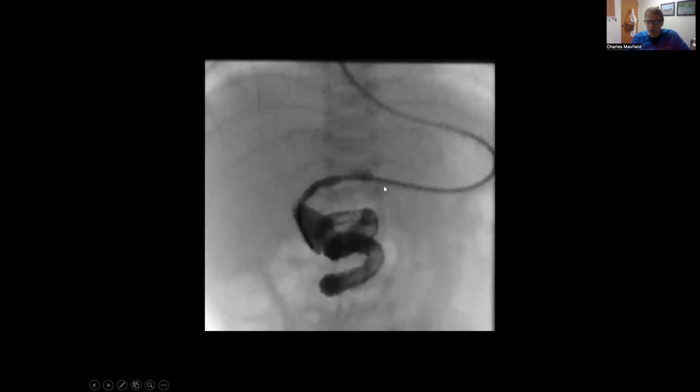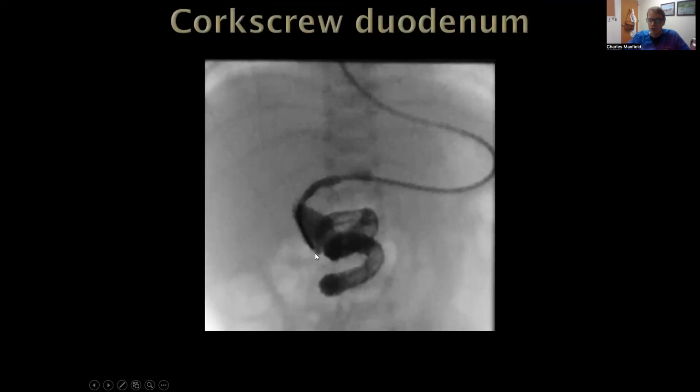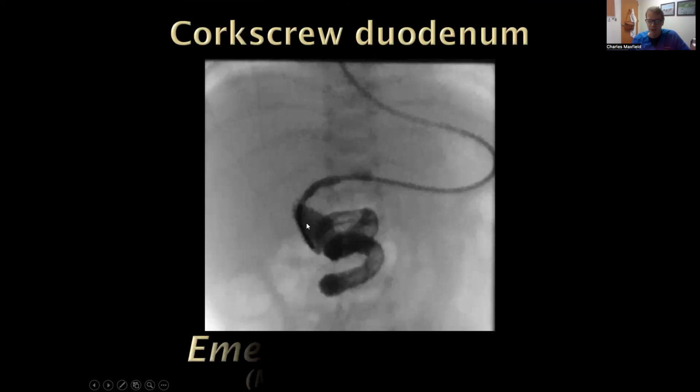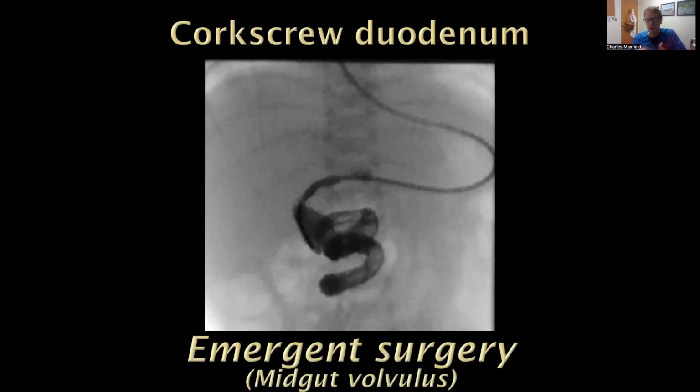Once again, we put our tube a little beyond the stomach into the duodenum and injected contrast into the duodenum. And what are we seeing here? We're seeing that corkscrew duodenum, right? This is diagnostic of midgut volvulus. They took this child emergently to surgery, and sure enough, he had midgut volvulus. And because we were able to make a timely diagnosis, they got him there in time, and they were able to save his bowel.